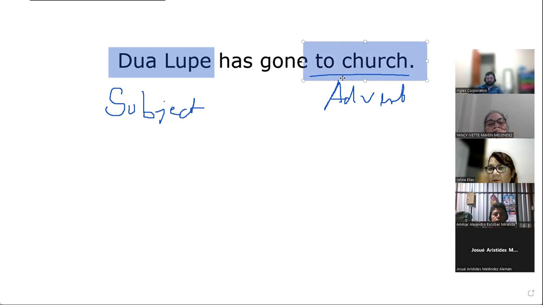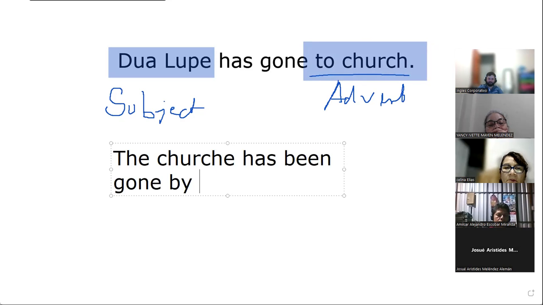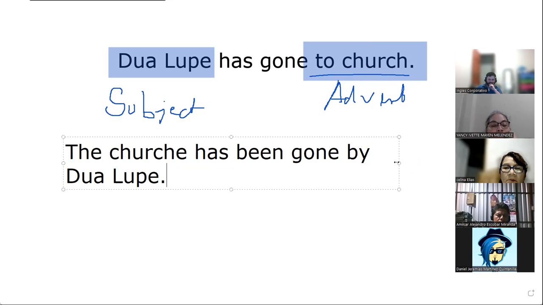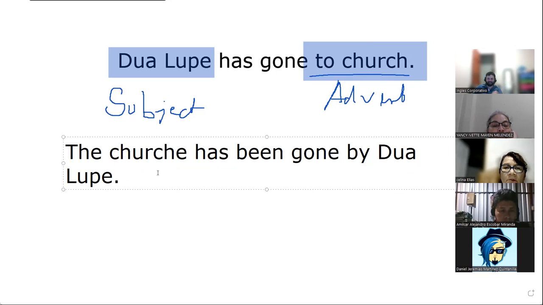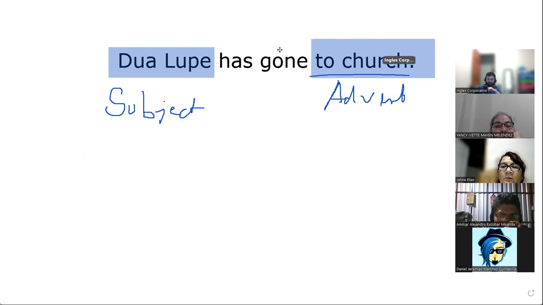So when you say to church, this is why it's impossible to turn this into passive voice. Because you cannot say the church has been gone by Guadalupe. You can't say that. Why? Because it's not working as an object. We do not have a direct object in this sentence. Now, think about this. Is gone a transitive verb? It's not a transitive verb. To church is an adverb to gone.